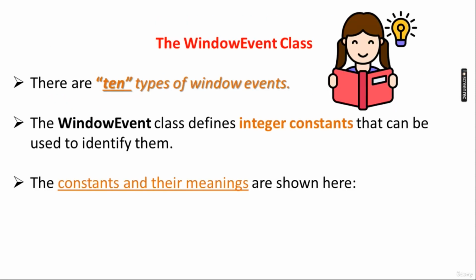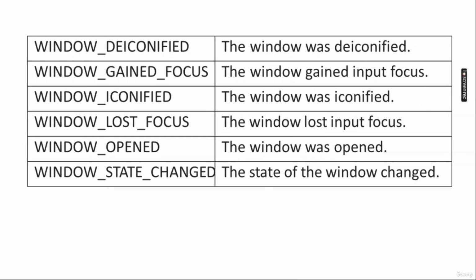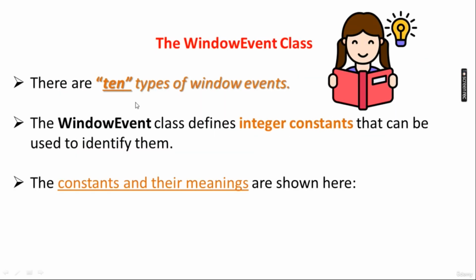Okay, the window event class. There are 10 types of window events. This defines integer constants that can be used to identify them. Constants and their meanings are: window activated, window was activated; window closed, window has been closed; window closing, the user requested that the window be closed; window deactivated, window was deactivated; window de-iconified, window was de-iconified; window gain focus, the window gained input focus; window iconified, window was iconified; window lost focus, the window lost input focus; window open, the window was opened; window state change, the state of the window was changed. So there are 10 commonly used window events.